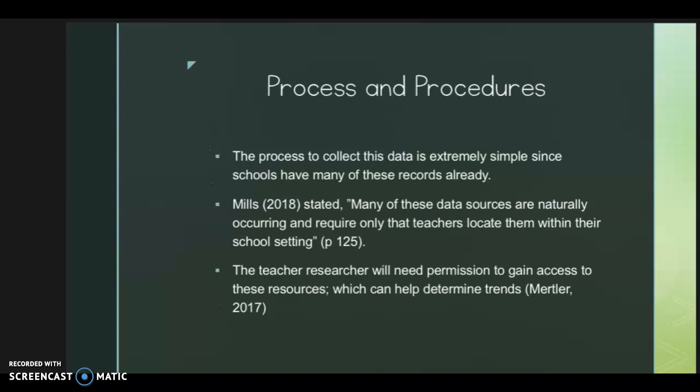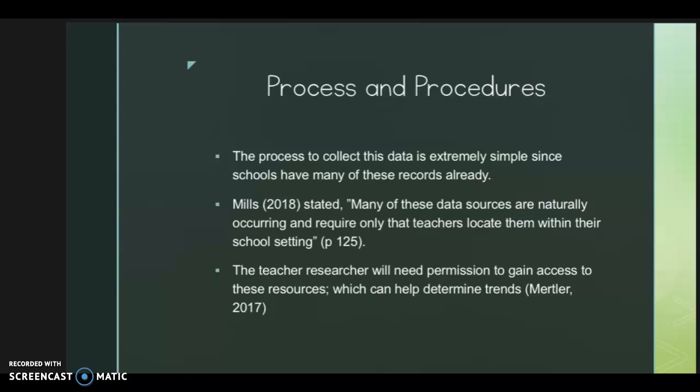So the process and procedures for this data collection method are extremely simple since many of these records are already on file at the school. One of the areas that teachers and researchers need to be aware of and cautious about is getting permission to use the information. Making sure that you ask to get access to that information and you have permission to do so is extremely important and ethical, as we've talked about in our previous modules. So beyond getting permission and identifying exactly what information you need to collect for your research, there are not really any other procedures that are in place to gather this information.